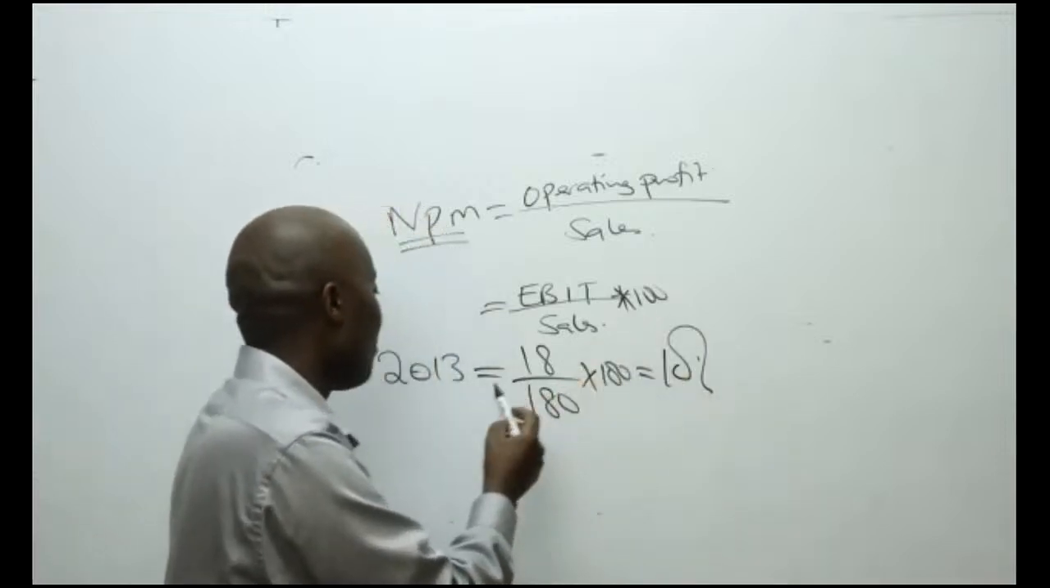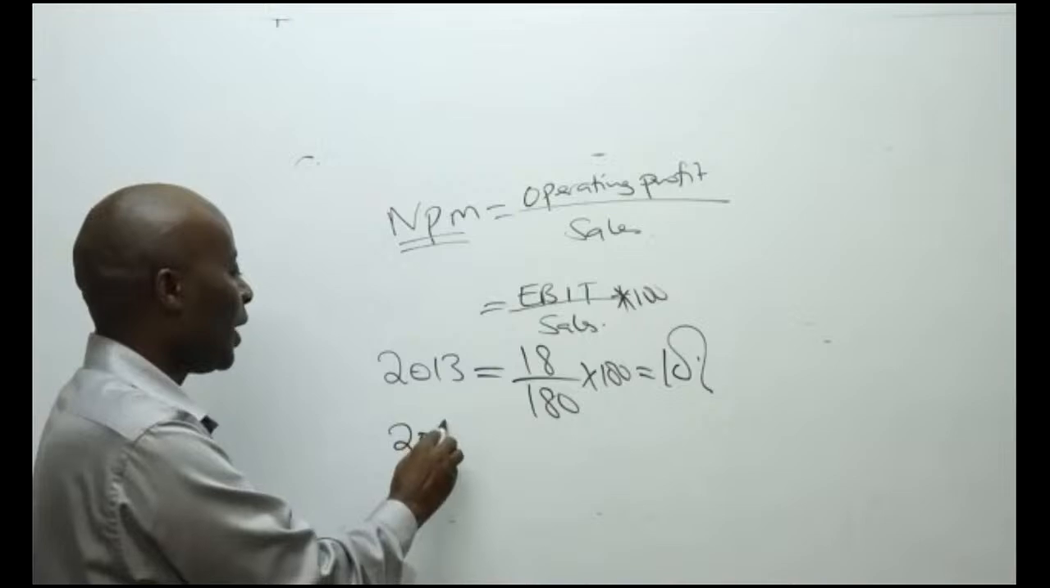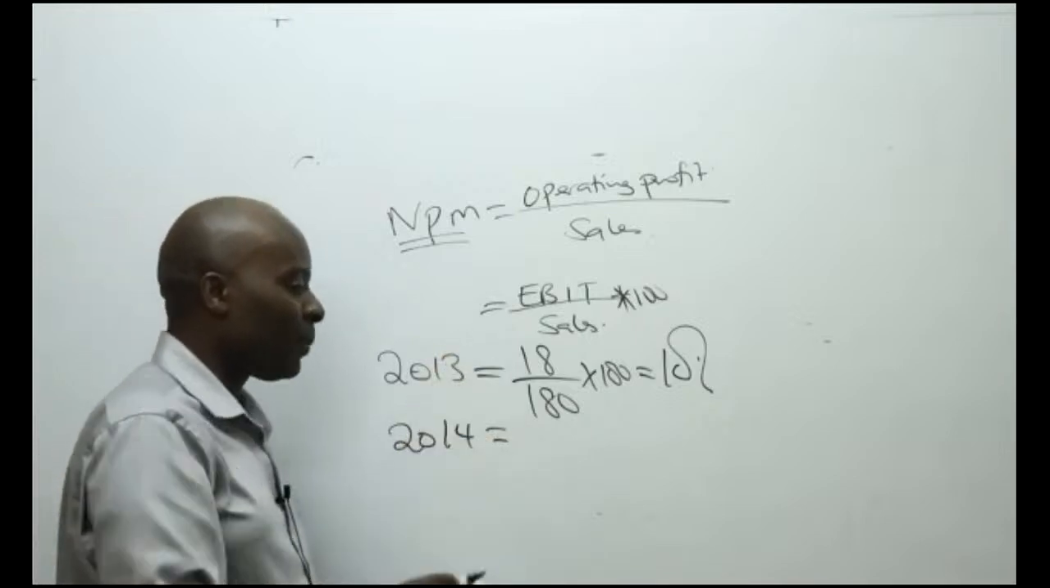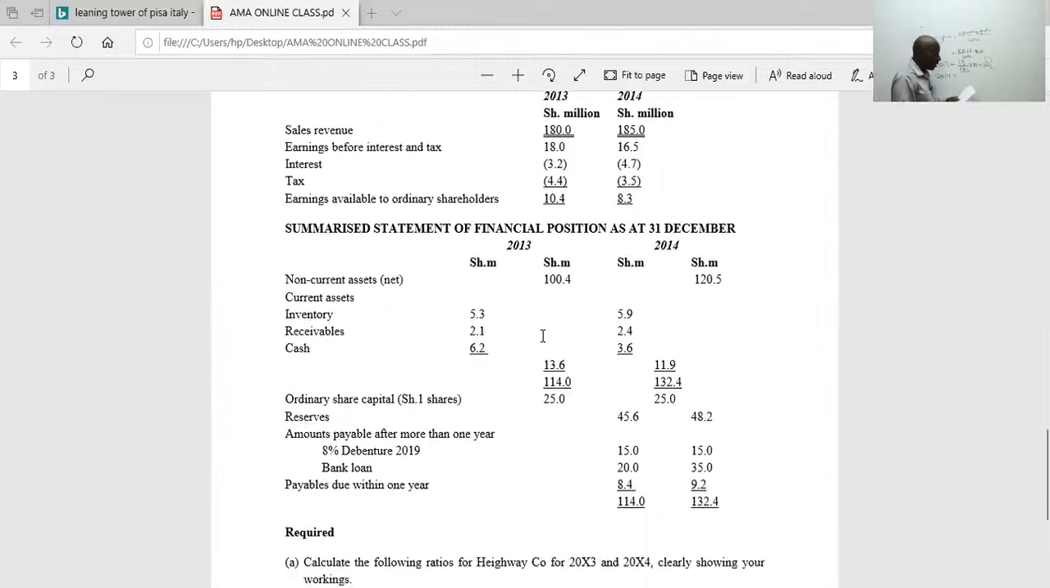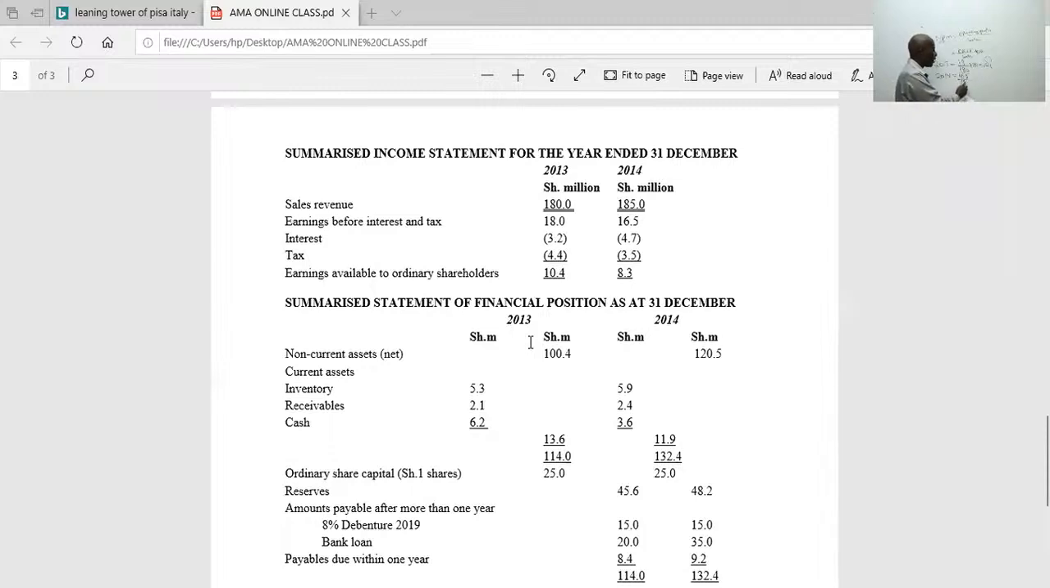On the same breath, go and calculate the net profit margin of this company in the year 2014, the same concept. The EBIT of 2014, I can see, is 16.5, divided by the sales. The sales of 2014 are 185, times 100%, which will end up giving us what figure?